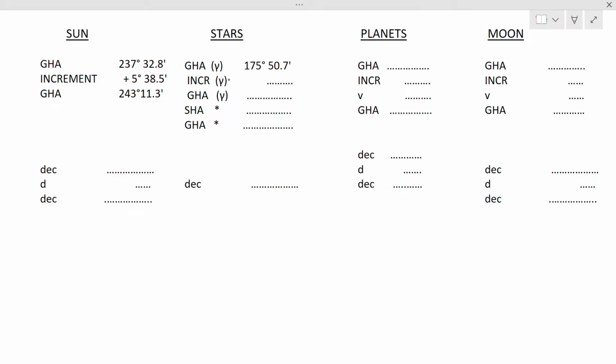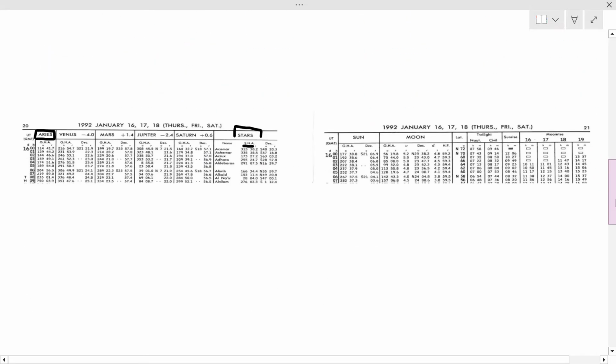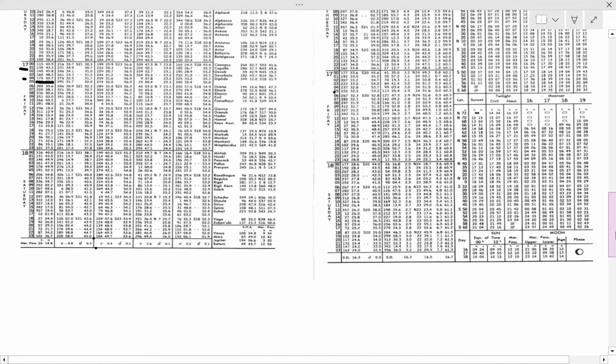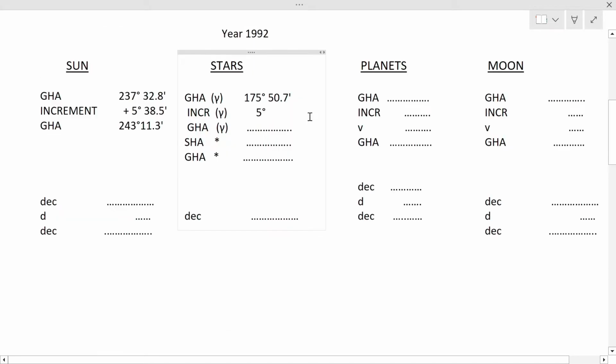Now we need the increment for Aries. Again, go back to the nautical almanac. We will go to the last page, and here this is for 22 minutes and 34 seconds. The table for Aries is given here. So the correction will be 5 degrees 39.4 minutes.